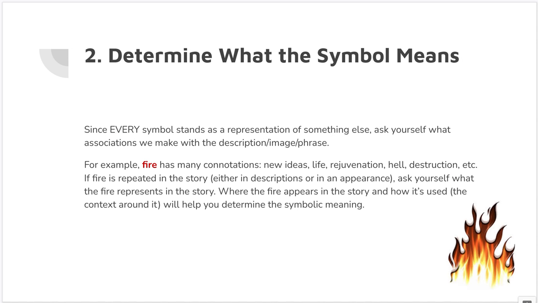All right, second, determine what the symbol means. All right, so every symbol stands as a representation of something else. So ask yourself, what associations do we make with that description, image, phrase? Okay, so for example, fire. Let's say fire is repeatedly mentioned in a story. Fire is often symbolic of new ideas, life, rejuvenation, but at the same time, we also have associations of hell and destruction with fire. So if fire is repeated in a story, ask yourself what the fire represents.